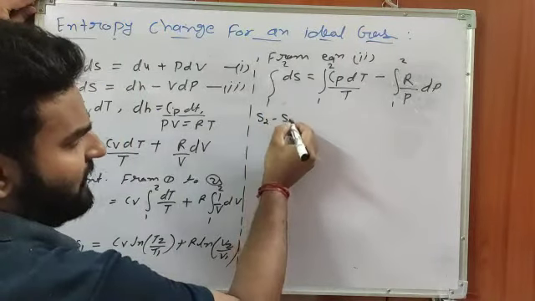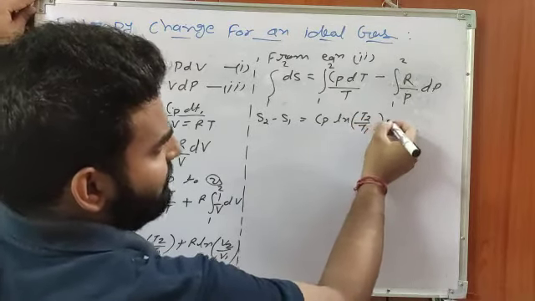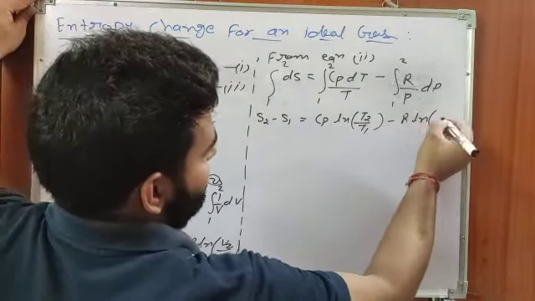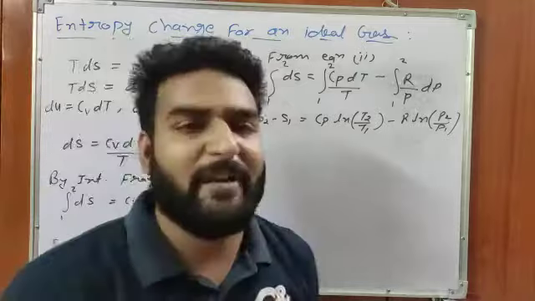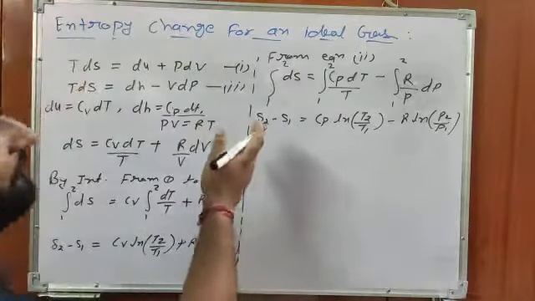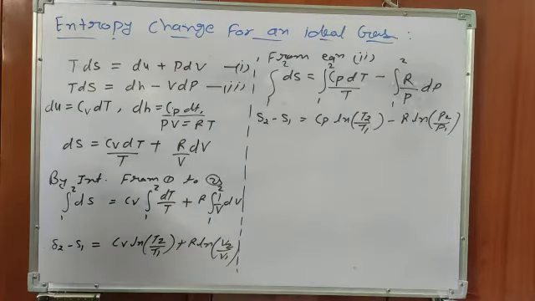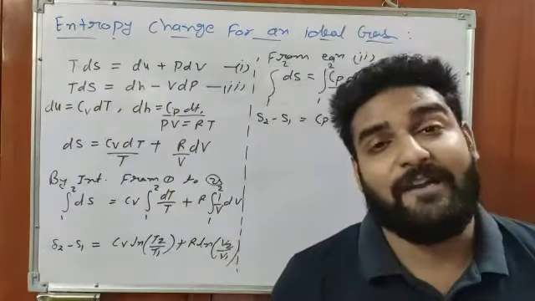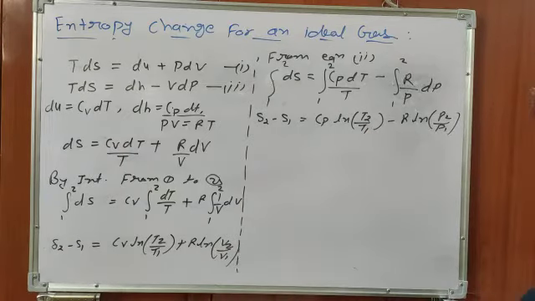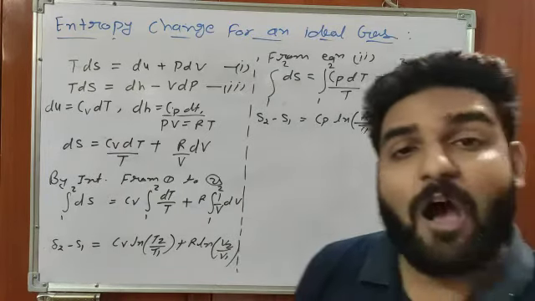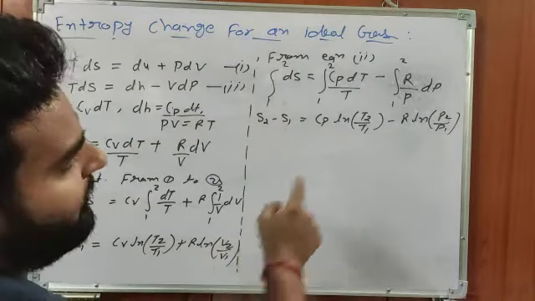So this is S2 minus S1 is equal to Cp ln T2 upon T1 minus R ln P2 upon P1. Now, if you have a question with given data in temperature and pressure, then you can easily find the entropy change for that process with the help of this relation. But if you have data in volume and pressure, and you don't have temperatures, then how can you solve that?